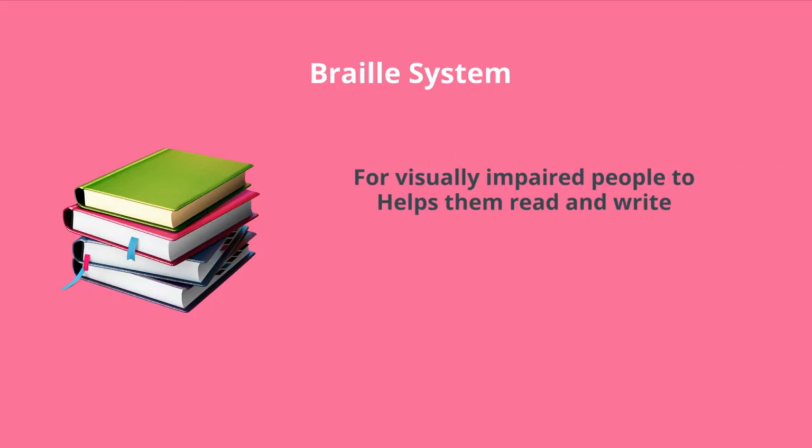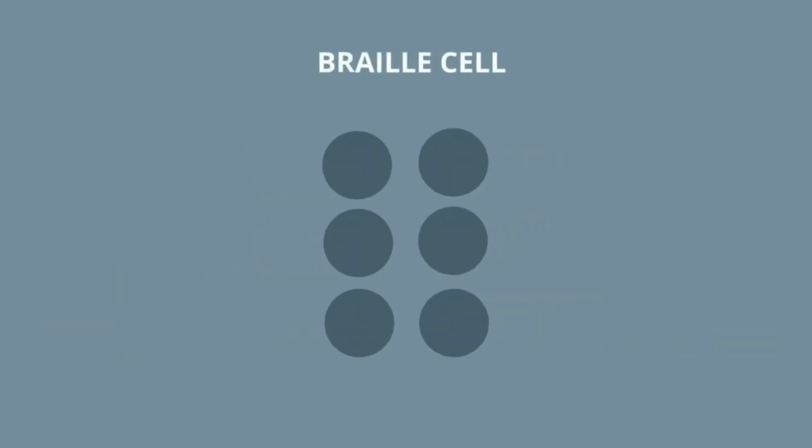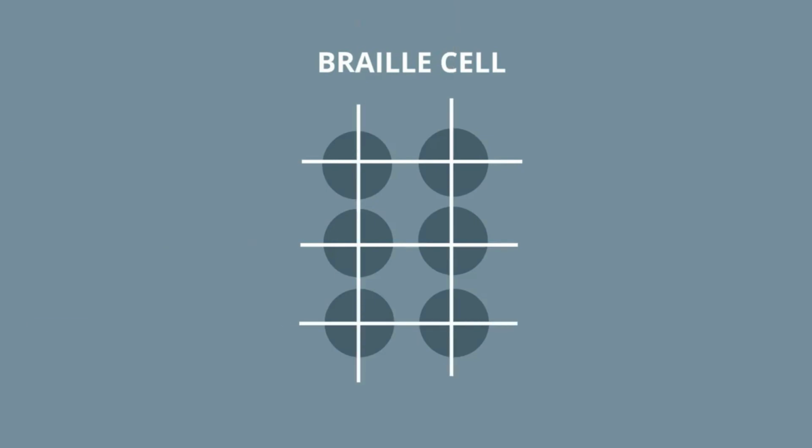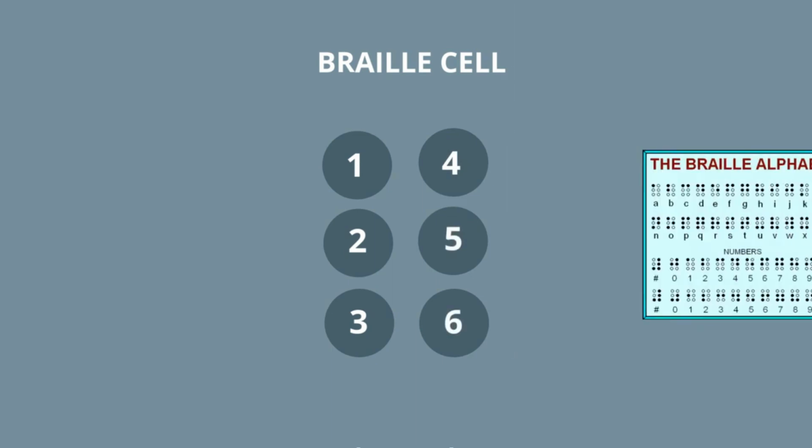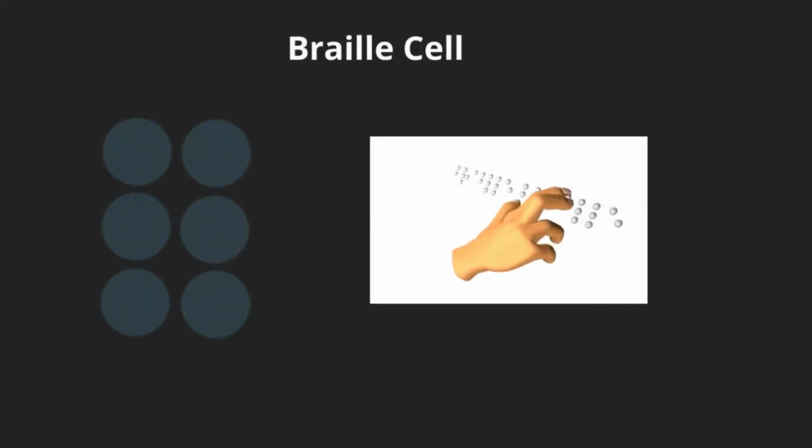Let us study more about the system. The basic structure of the system starts with the Braille cell. As you can see, it is a cell with 6 dots arranged in 3 rows and 2 columns. These dots are numbered 1 to 3 from top to bottom on the left and 4, 5, 6 from top to bottom on the right. Now on a piece of paper, some or all of these dots are slightly raised from their position. This is for visually handicapped people to feel the dots using their sense of touch.